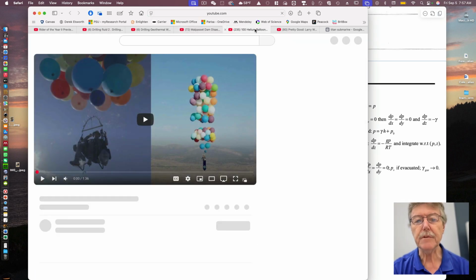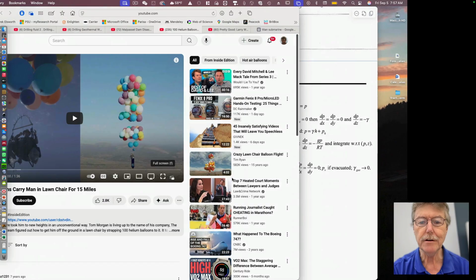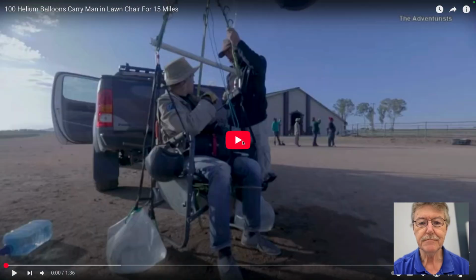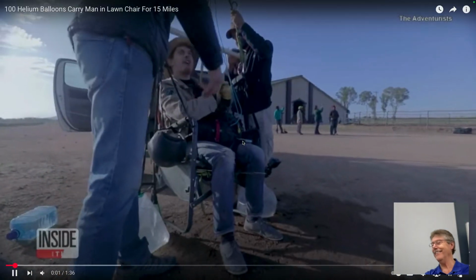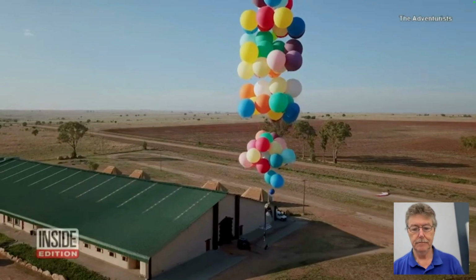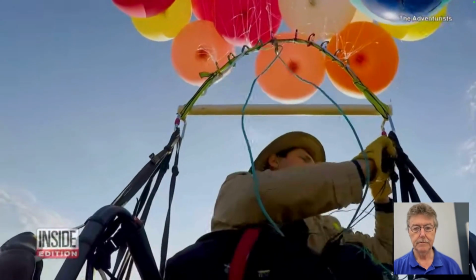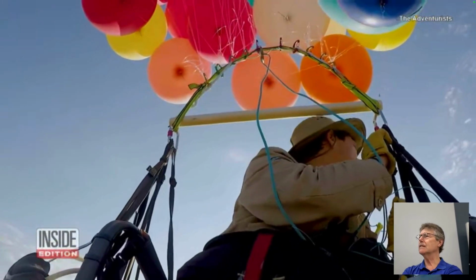The Malpasset Dam that failed. This is more interesting. I think it's kind of a cool idea. Bit bizarre. Are you up for that?